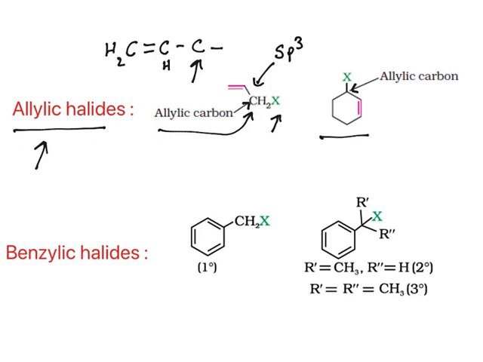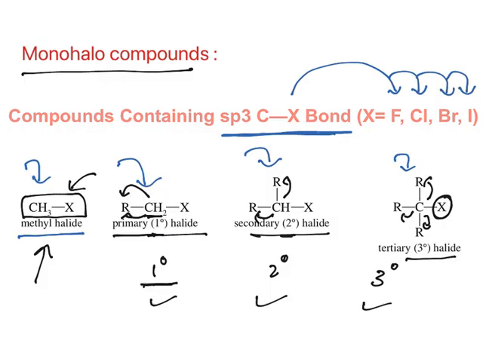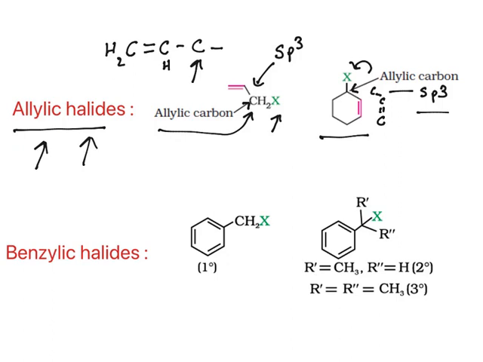Again similarly here, look at this one: carbon, double bond carbon, and then one more carbon to which a halogen is attached. So this is also an sp3 carbon. So in sp3 carbon you have classification like primary, secondary, tertiary, and then allylic halides. When the halogen is attached to allylic carbon, it is called allylic halide.